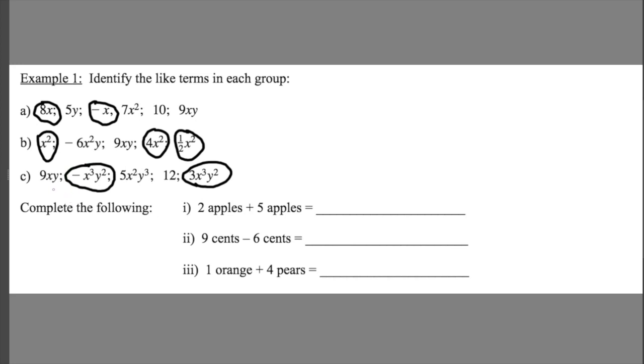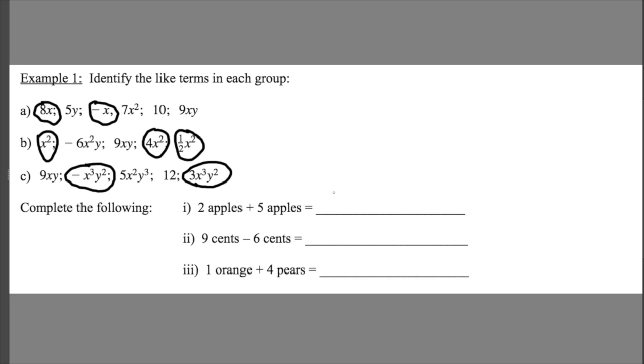The 9xy does not have anything that's cubed or squared. The 5x squared y cubed has the cubed and the squared in reverse. So the x is squared instead of being cubed, and the y is cubed instead of being squared. And the 12 on its own does not have any variables, nor does it have the exponents to go with it.